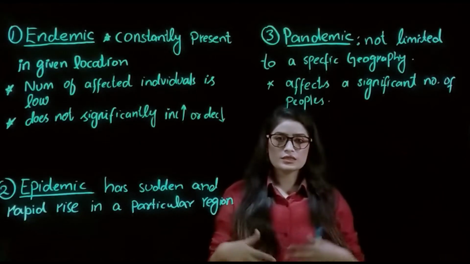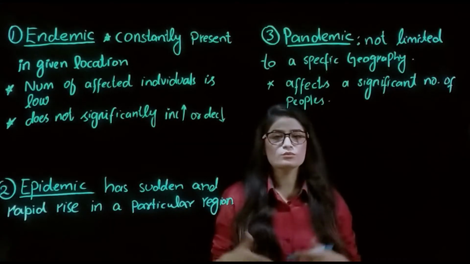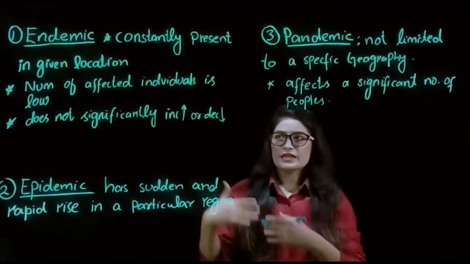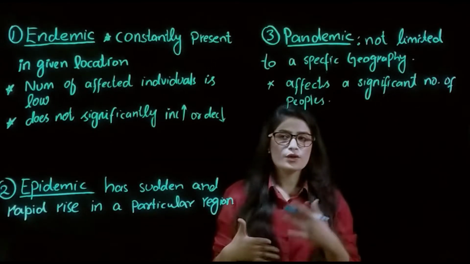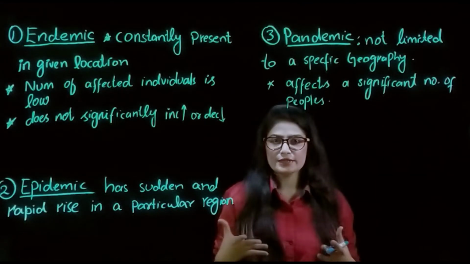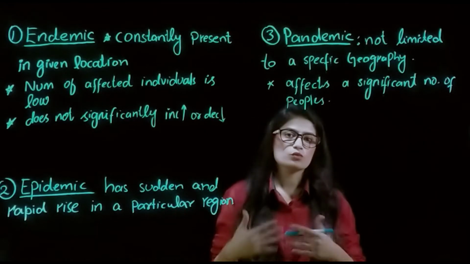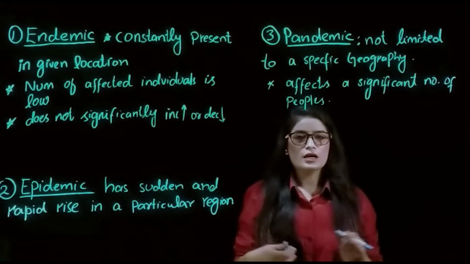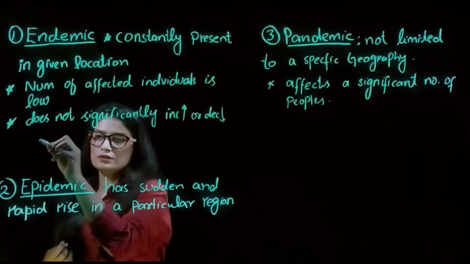Endemic is a disease or a virus constantly present in a given location, in a given population or geography, and the number of affected individuals or people is very low. It does not significantly increase or decrease. It's always constant over time, with no decrease or increase with the passage of time.